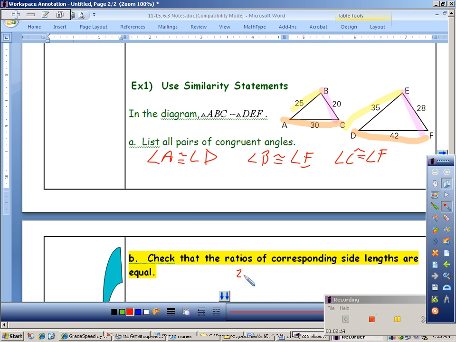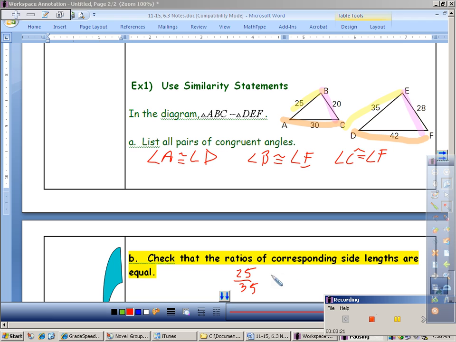So I'll take 25 over 35. Is 25 over 35 equal to 20 over 28? Is that equal to 30 over 42? So then you need to reduce these to see if they're all equal. 25 over 35, 5 goes into both, and that would go in 5 to 7. 5 times 5 is 25, 7 times 5 is 35.